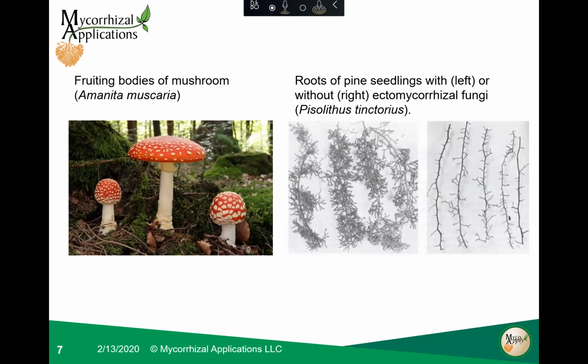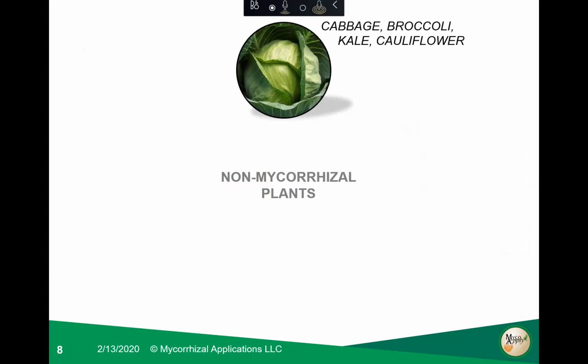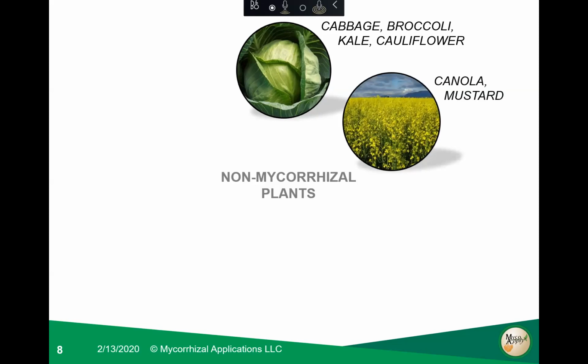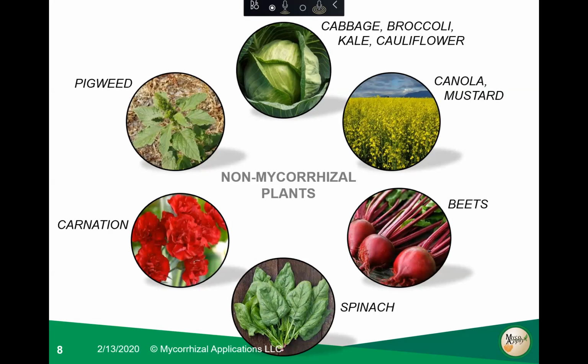I do want to go over some non-mycorrhizal plants, because there are some plants that do not form a connection with mycorrhizae. If we look at the brassica family, cabbage, broccoli, Brussels sprouts, kale, all of those plants are not going to form a relationship with mycorrhizae. So if you have those growing in your greenhouse, it won't hurt them to be exposed to it. It won't do anything negative, but you will not see any benefit with the mycorrhizae. We have the mustard family, which is not going to be mycorrhizal. Beets, spinach, carnations, and pigweed. Now there are some other plants that are non-mycorrhizal that we're still finding out. Again, we're learning every day with this company because we're all research-based. One that I do want to mention that's not up here, and that's grown in a greenhouse, is portulaca. Portulaca is not going to be mycorrhizal.